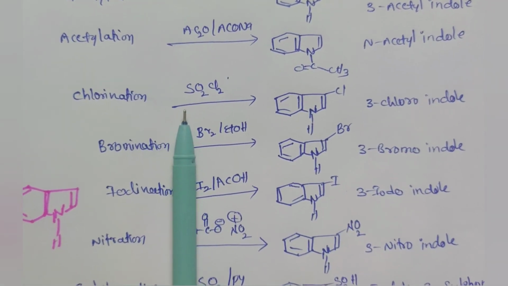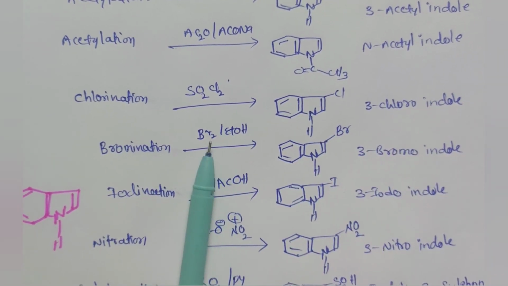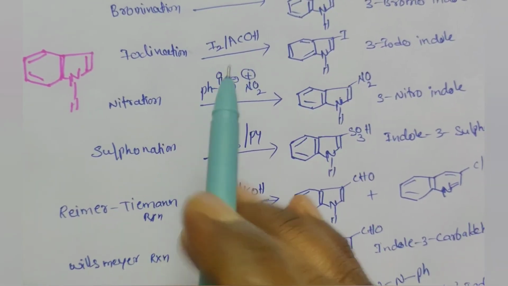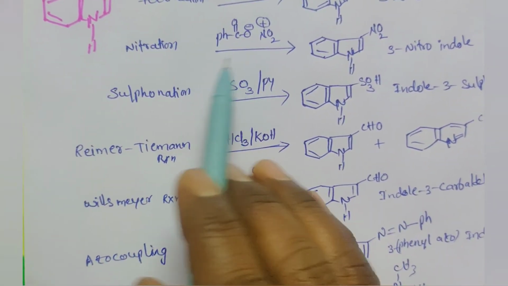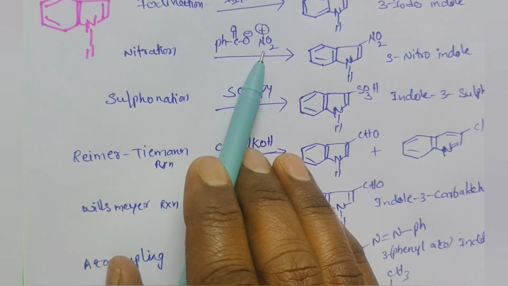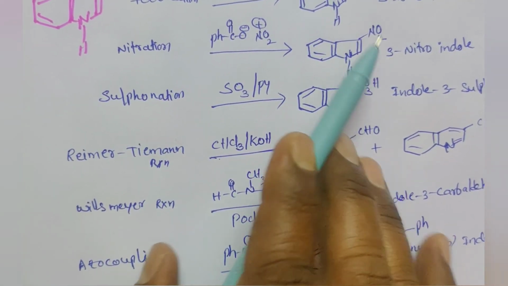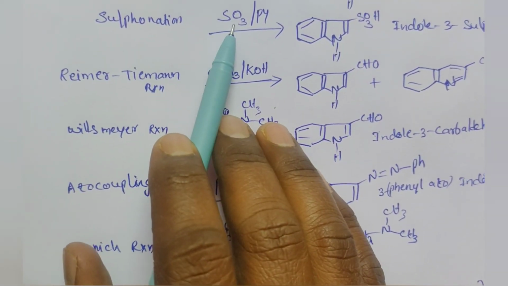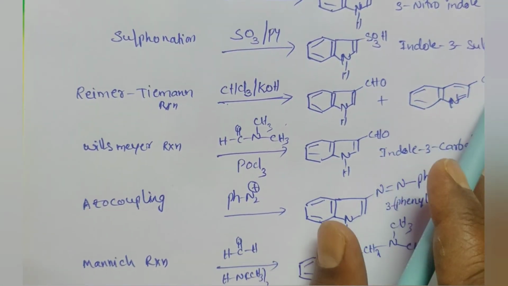And chlorination with sulfuryl chloride gives 3-chloroindole. Bromination with bromine in the presence of ethyl alcohol gives 3-bromoindole. And iodine in the presence of acetic acid gives 3-iodoindole. Look here, for nitration we don't require the nitration mixture. Here we have to take benzoyl nitrate because this is a mild nitrating agent. We get 3-nitroindole. In sulfonation there is no need to take oleum or concentrated sulfuric acid, we just have to take sulfur trioxide. We get indole-3-sulfonic acid.